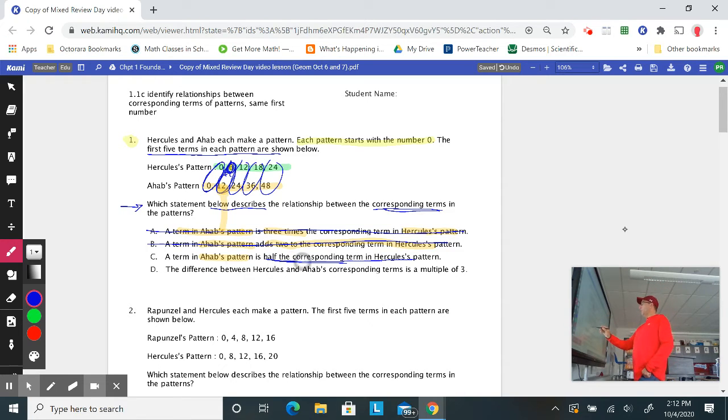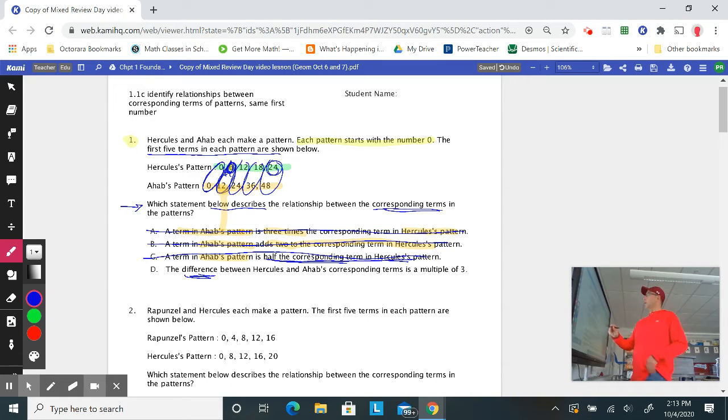So half the corresponding term in Hercules has got to be the Ahab's, and it's not going to work. Half of 24 is 12, not 48. So it doesn't look like that one's going to work either. Let's go to the last one. D: the difference between Hercules and Ahab's corresponding terms is a multiple of 3. Difference means you're going to subtract them.